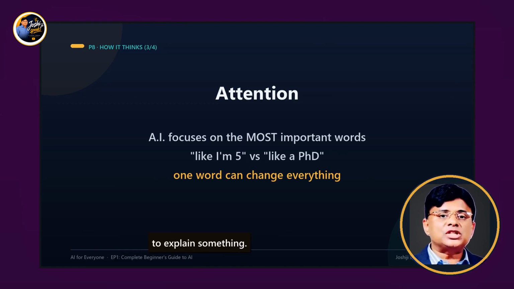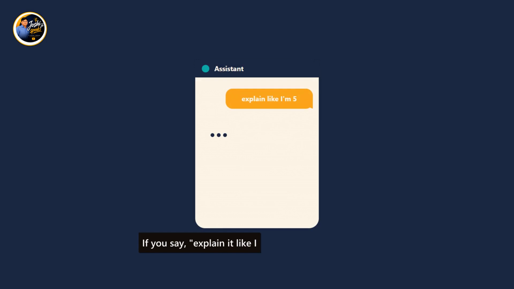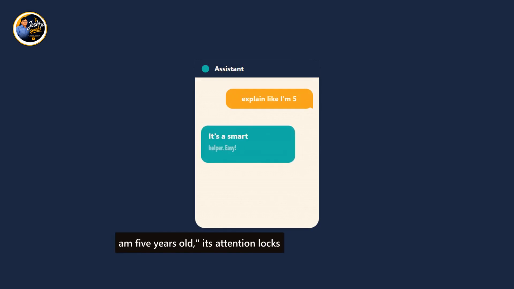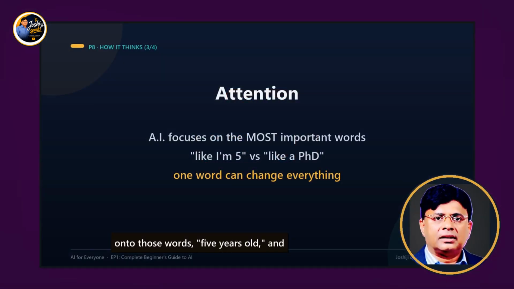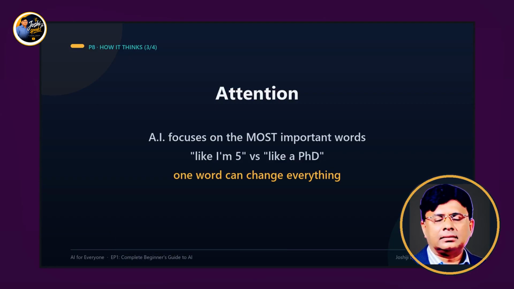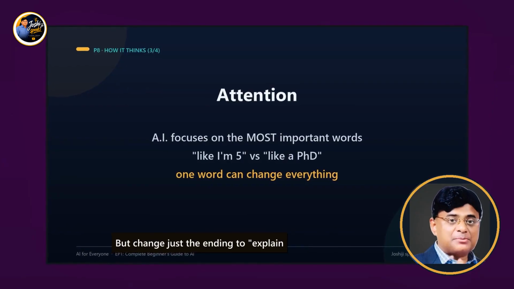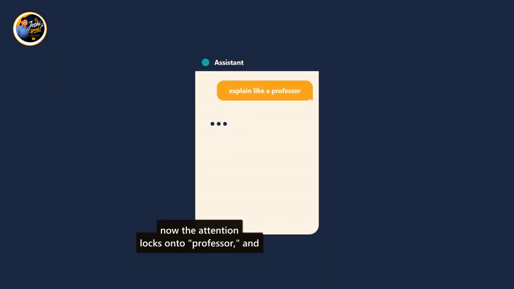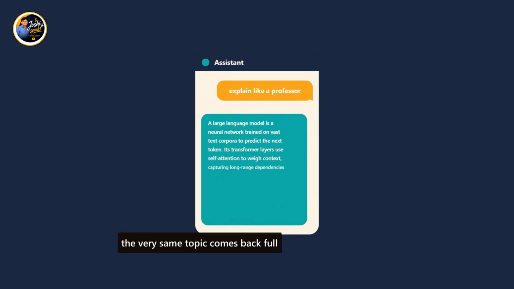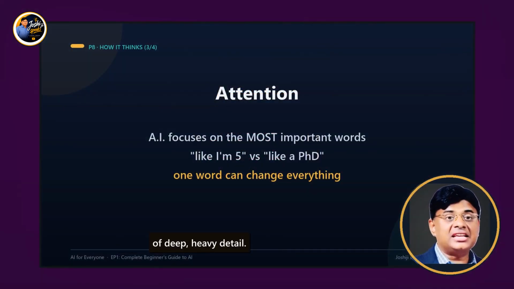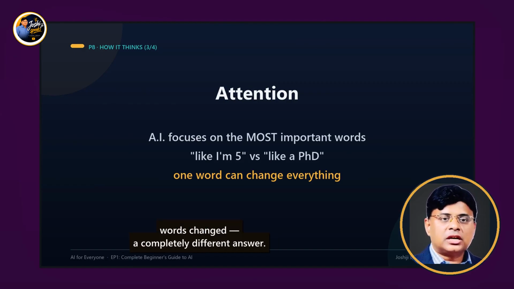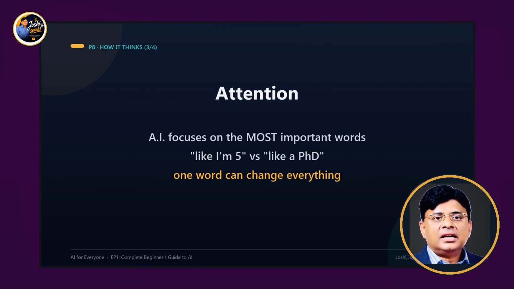Imagine you ask the AI to explain something. If you say, "Explain it like I am 5 years old," its attention locks onto those words, 5 years old, and it gives you a simple, gentle answer with an easy example. But change just the ending to "Explain it like I am a professor," and now the attention locks onto professor, and the very same topic comes back full of deep, heavy detail. Same question, just the last few words changed, a completely different answer. So, before I tell you why this matters so much, can you already feel why it might?